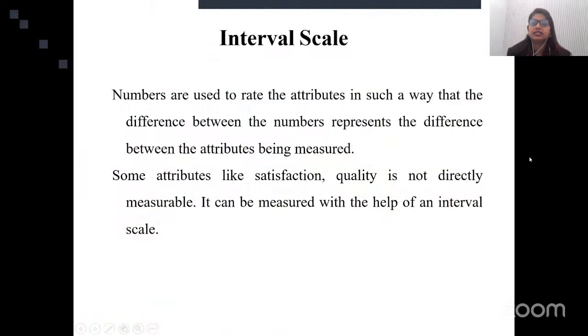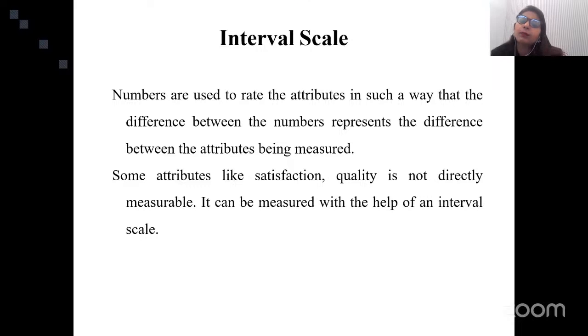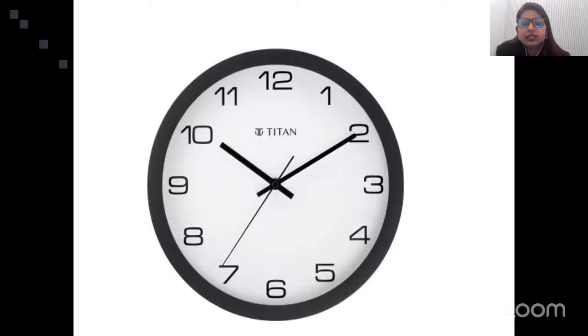Next is the interval scale. Here numbers are used to rate the attributes in such a way that the difference between the numbers represents the difference between the attributes which we want to measure. Interval scale is used when we are collecting data on a 5-point Likert scale. We have qualitative attributes like satisfaction, quality, perceptions, awareness, which we can't collect directly, so we measure them with the help of the interval scale.